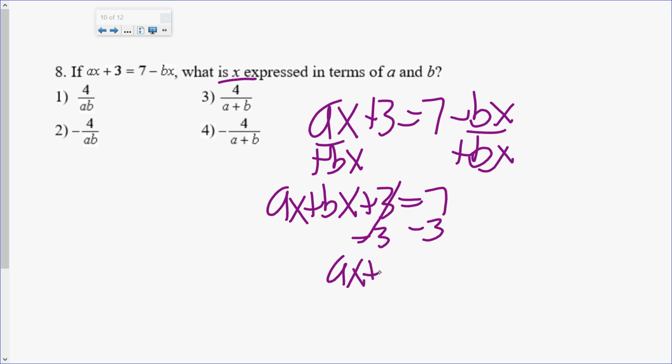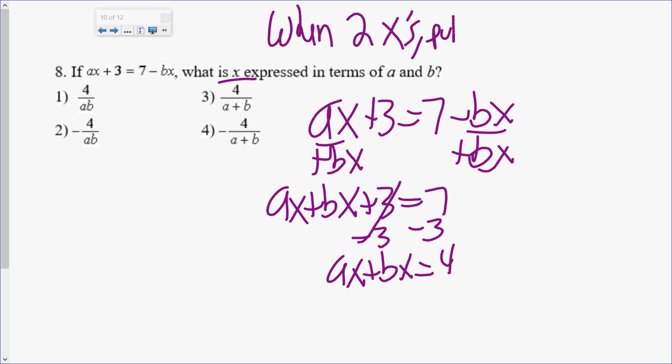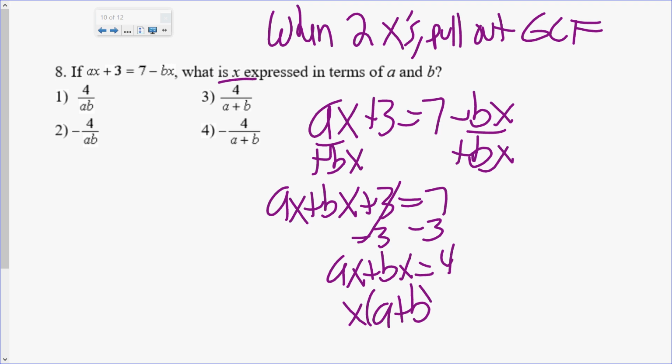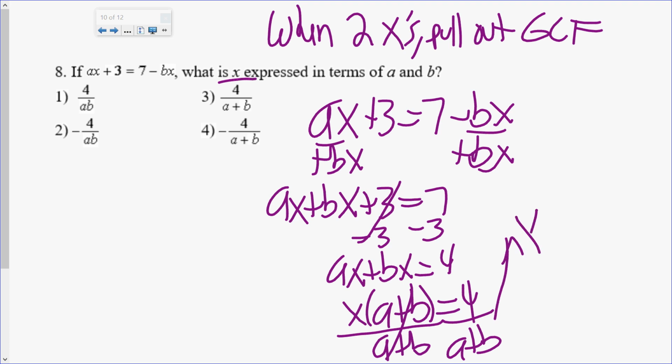Now I'm isolating. Now here's the issue. I can't have 2 x's. I only want 1 x. So there's 2 ways of thinking about this. When you have 2 x's, pull out the GCF. I can factor out an x, and I end up with a plus b. Now, to isolate the x, I'm dividing both sides by a plus b. 4 over a plus b.